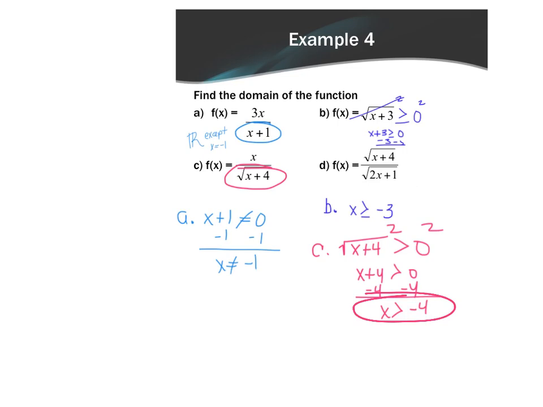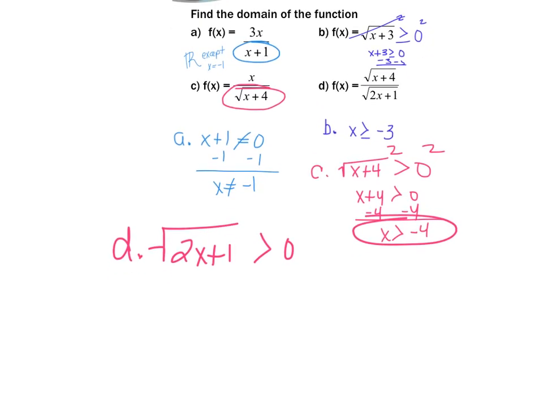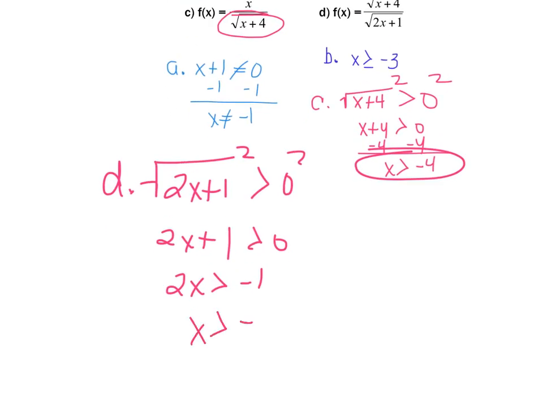What about D? What would I do? Don't even worry about that. Just worry about denominators right now. It has to be greater than 0. Good. So you would say 2x plus 1 has to be greater than 0. It has to be greater than because 0 can't be in the denominator. So we square both sides. 2x plus 1 greater than 0. 2x greater than negative 1. X greater than negative 1/2. Agreed? Okay.